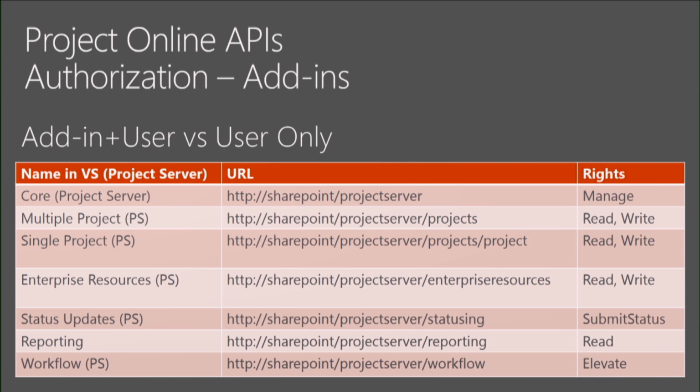Status updating is what lets you update the status of your tasks. So you could write an app that says Bob has done 40 of the 80 hours assigned to him, and he thinks there's 60 hours left still. I'll show you a quick sample about how to do statusing in one of my demos. Reporting, straightforward, and workflow is pretty straightforward. Any questions about the scopes?